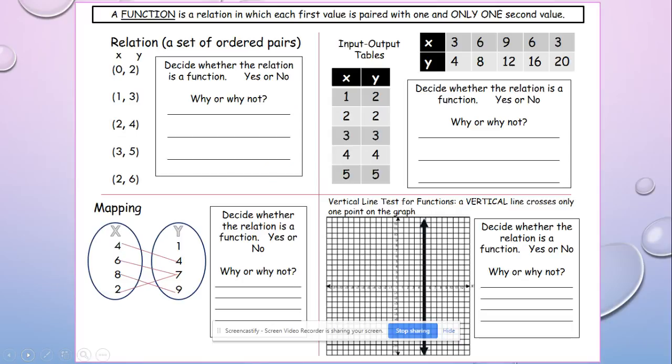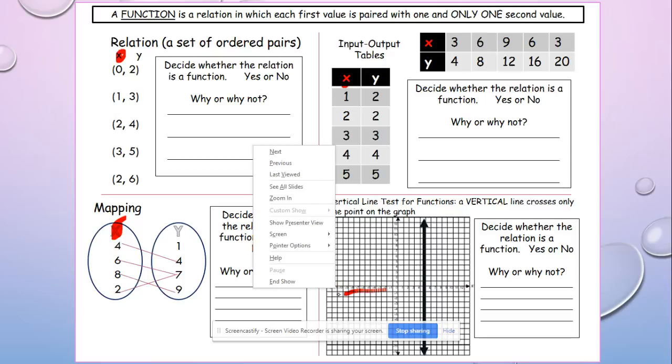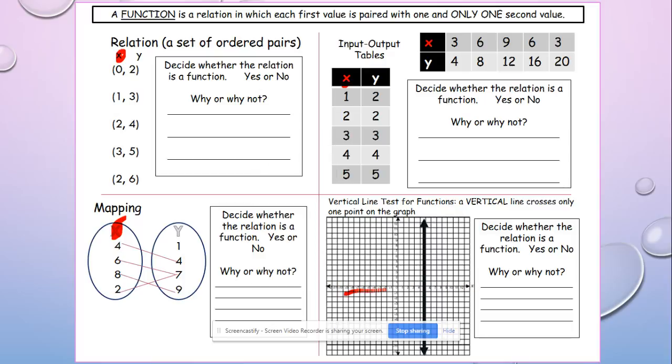Let's look at a couple of the different ways you'll be expected to identify functions this year. Again, we have to remember that in a function, it relates one input, and my input is normally going to be my x values, to exactly one and only one output.